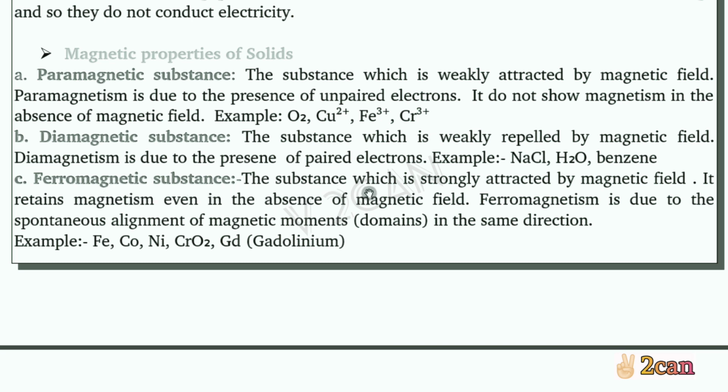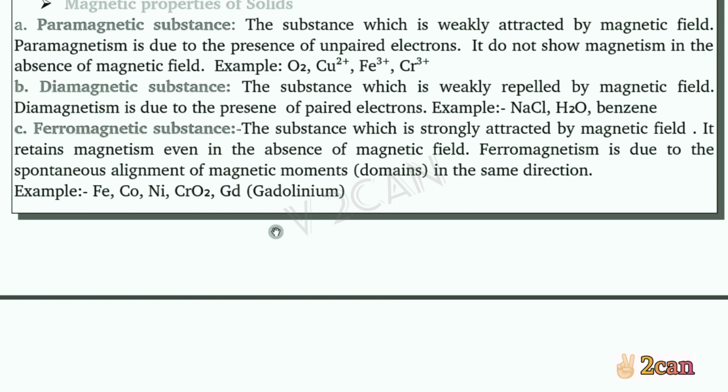Ferromagnetic substance. The substance which is strongly attracted by magnetic field. It retains magnetism even in the absence of magnetic field. Ferromagnetism is due to the spontaneous alignment of magnetic moments in the same direction. For example, iron, cobalt, nickel, etc.